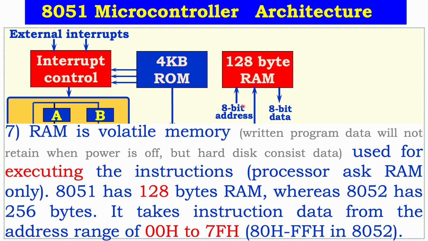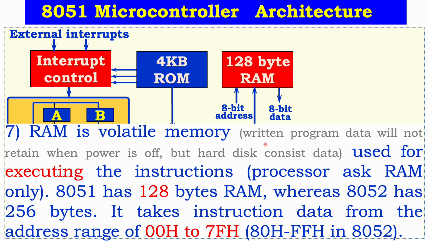Because it is an 8-bit register, the starting address is 00H and the final address is 7F. In the 8052 microcontroller, the next address after 7F is 80H, up to the last address, FFH, in the 8052. So this is the RAM used in the microcontroller.